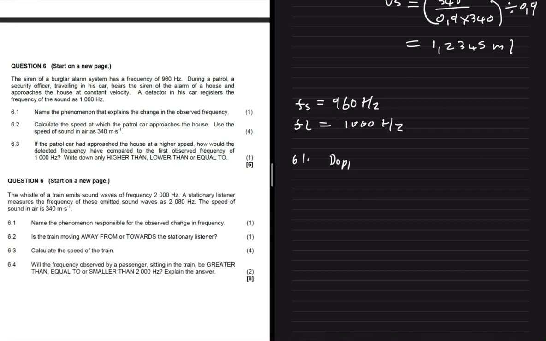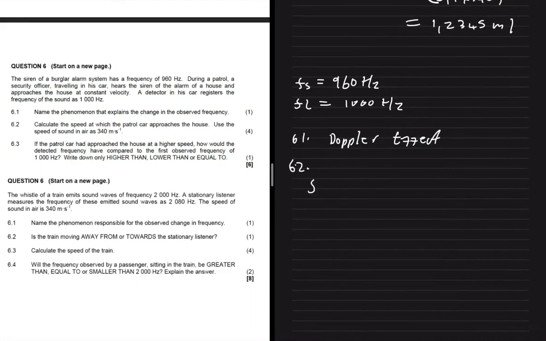We know that that's the Doppler effect because the frequency is changing due to relative movement between the sound source and the observer. 6.2. Calculate the speed at which the patrol car approaches the house. Use the speed of sound in air. Back to the basics. FL equals FS times V plus or minus VL, divided by V plus or minus VS.